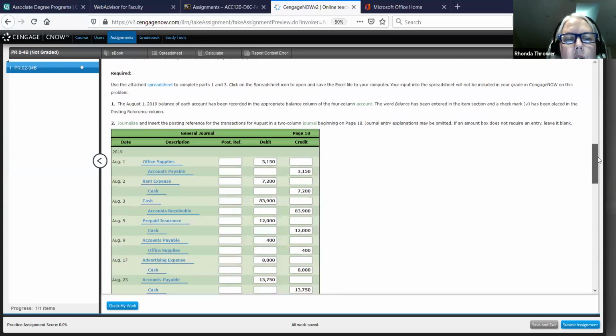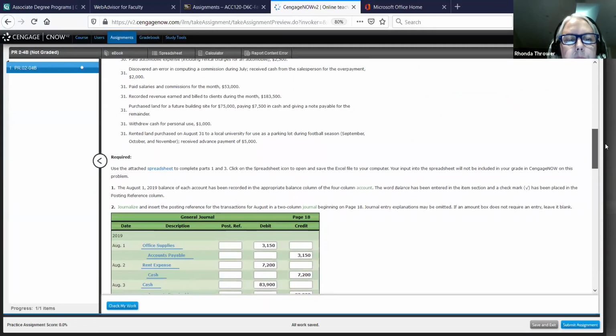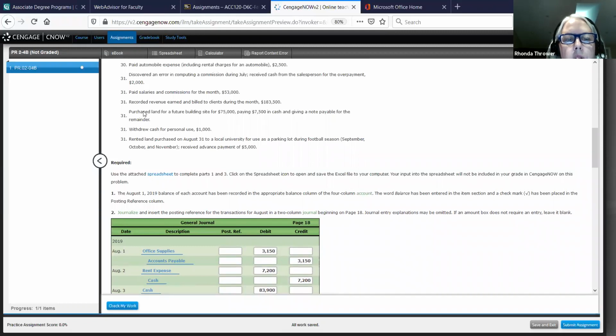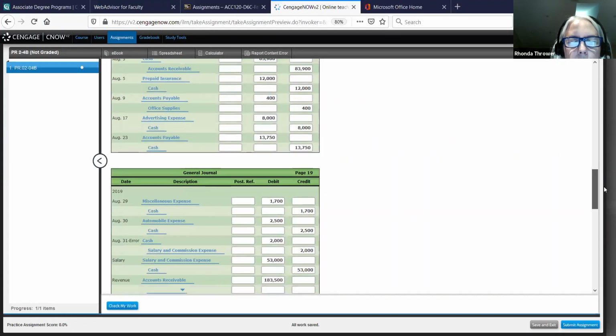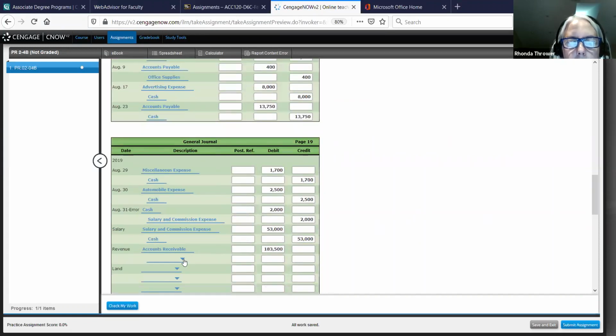Because they told us that we are recording revenue, our revenue account is going to be increasing. To increase revenue, we would credit. The name of our revenue account is fees earned, and the amount is $183,500.